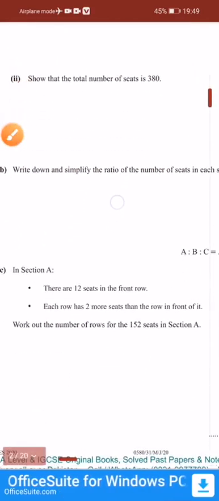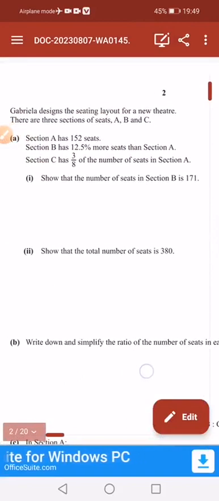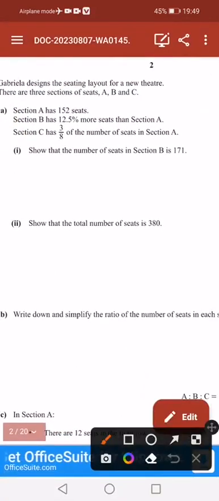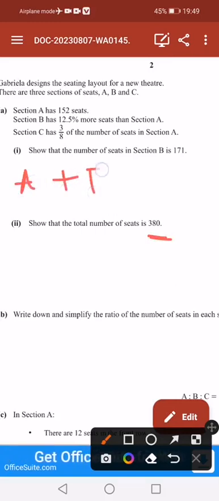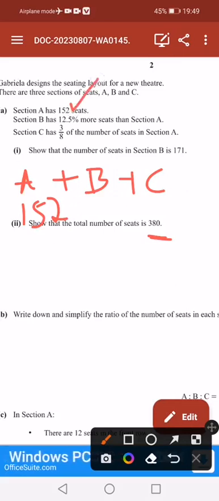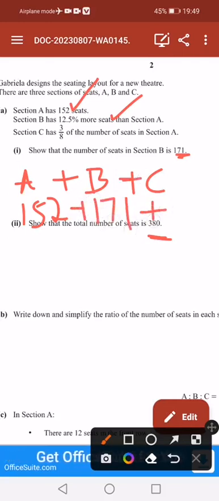Okay, then next question, it says show that the total number of seats is 360. The total number of seats, the seats in section A, B and C, all add up to 360. To check, we are going to say section A plus section B plus section C. Section A we have 152, which is given here, and section B we already found 171, plus section C, which we do not have yet. They say section C has 3/8 of the number of seats in section A, which means first of all we have to get the number of seats in section C.